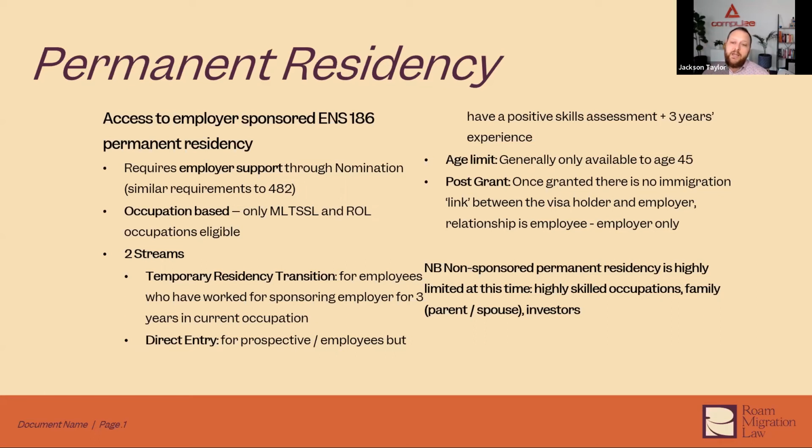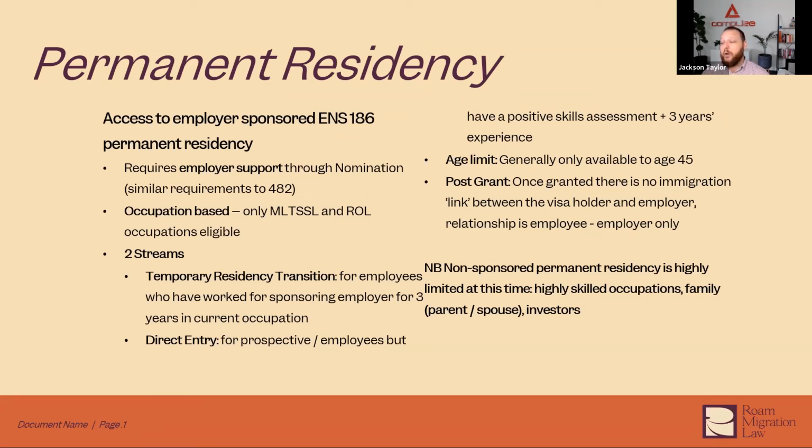There are 2 streams to gain access to this visa: temporary resident transition, where people have been on the 482 for 3 years, or direct entry, where people have a positive skills assessment in their occupation and at least 3 years experience. Typically, you have to be under 45 to apply for this visa. There are some exceptions for New Zealand citizens, for senior academics, for regional medical practitioners, and high income earners, but the access is very limited over the age of 45.